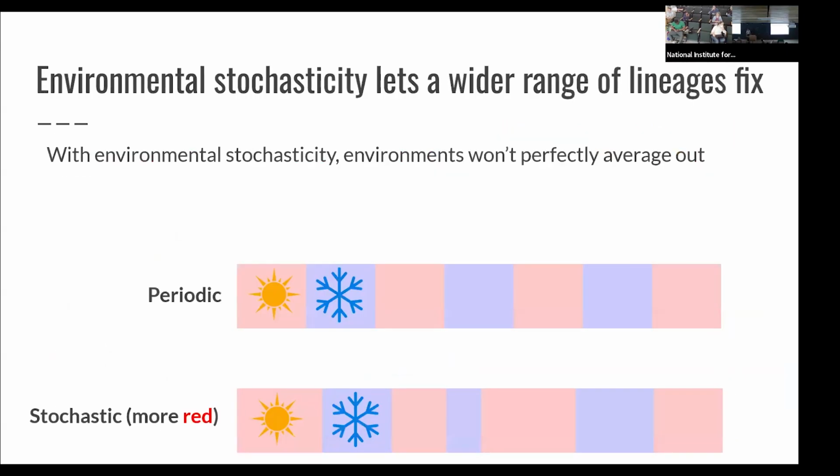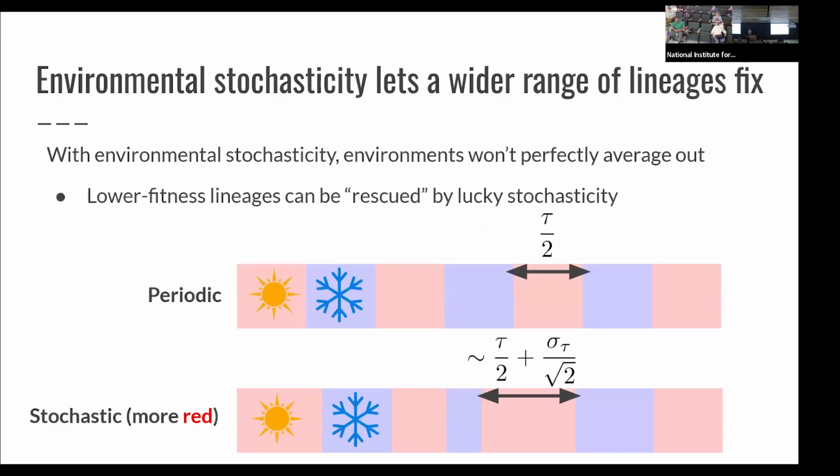So that's for a perfectly periodic environment, but now we can extend this thinking to include stochasticity. The basic effect of stochasticity is that environmental states will no longer perfectly average out. If the red state usually lasts tau over 2 generations, now it might last tau over 2 plus sigma tau generations, so scaling with the effect of the stochasticity. And what that means is that lower fitness lineages can potentially be rescued if they happen to encounter a lucky sequence of environments, if they spend longer in the environment that they do better in.